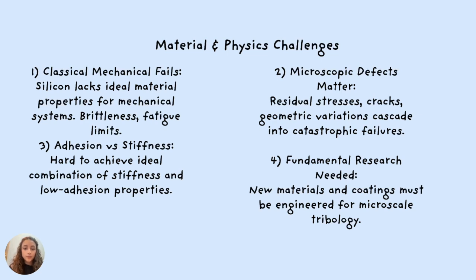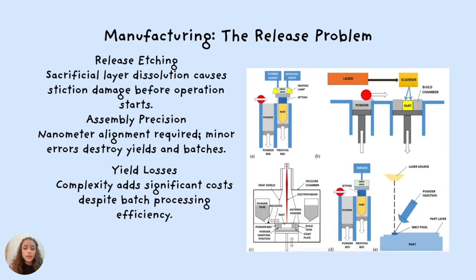Manufacturing itself is tricky. The release process, where you dissolve sacrificial layers to free up moving parts, often causes stiction damage right away, and these structures require nanometer-level alignment. Even tiny misalignments can destroy yields and raise costs. Plus, silicon and traditional materials don't always have the combination of stiffness and low adhesion that you need for reliable long term operation.